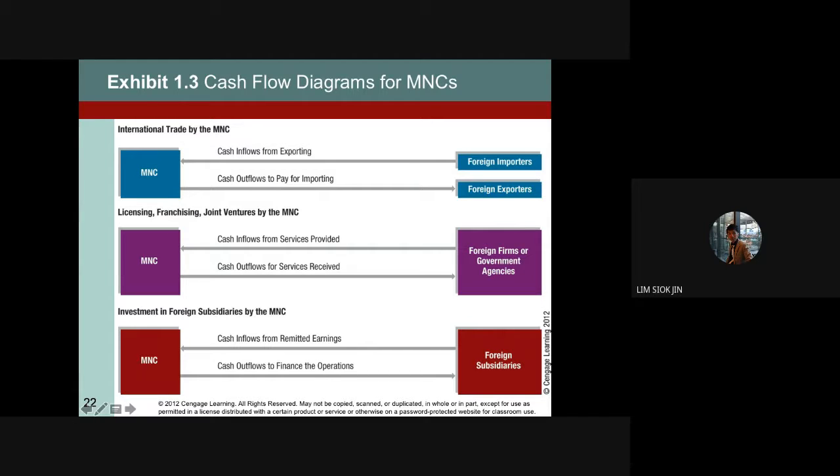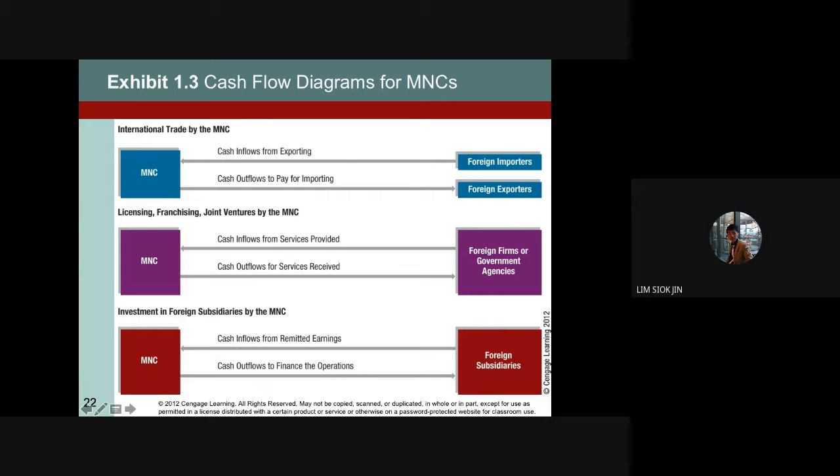But the next one, licensing, franchising, and joint venture. If you want to operate Chatime, it is an overseas brand. So in order to operate, you have to buy the license. So your cash outflow is to buy the license. Family Mart, they don't sell anything, they only sell their license, so they get an inflow. This is the MNC's outflow and inflow.